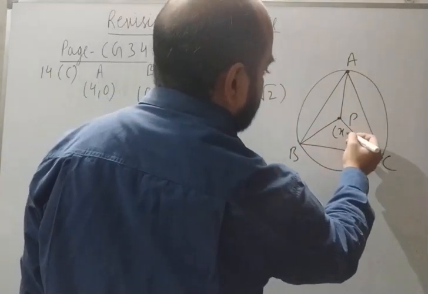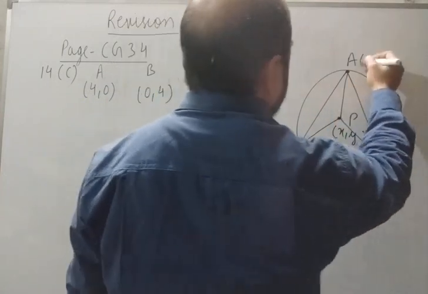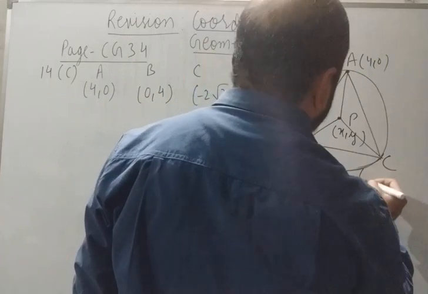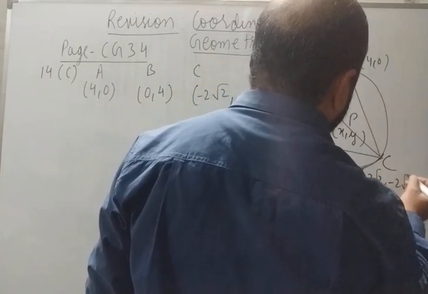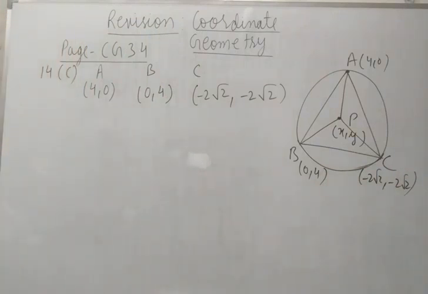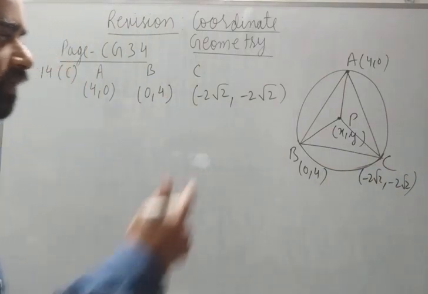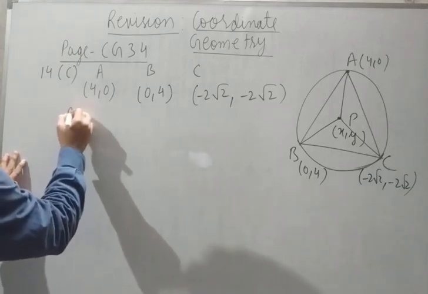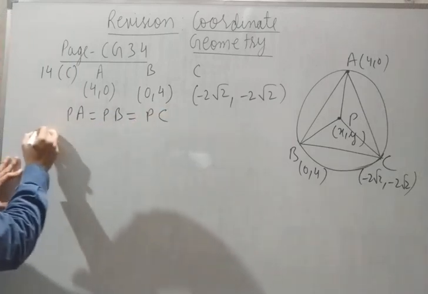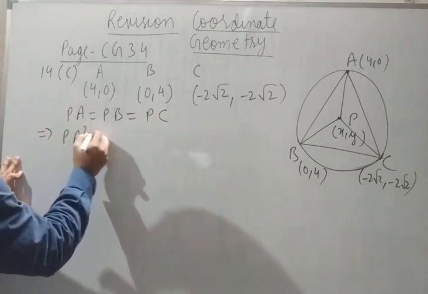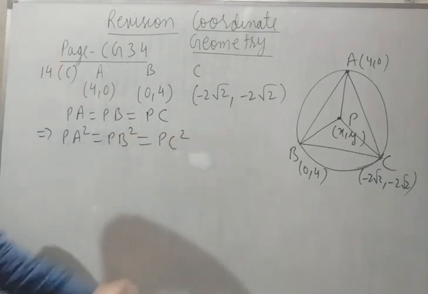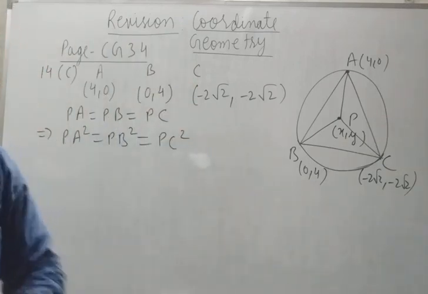It means suppose this is x comma y, A is given as 4 comma 0, correct? B is also given as 0 comma 4, and C is minus 2 root 2 comma minus 2 root 2. So the circumcenter of the triangle will be equidistant from all the vertices. So PA is equal to PB is equal to PC, and if we take squares, PA square is equal to PB square is equal to PC square, as in the distance formula the square root will be removed.